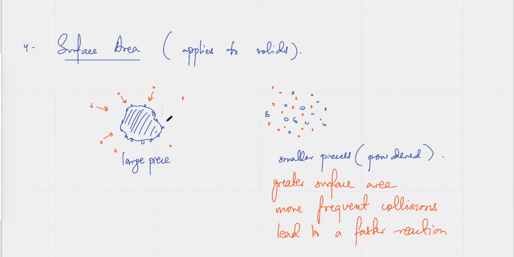So remember this, whenever you use smaller pieces, they always have greater surface area, and that would lead to a lot more frequent collisions.